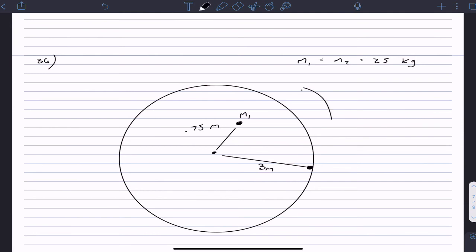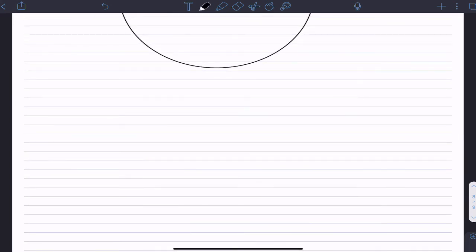So here we have this thing spinning counterclockwise. We're given that information. And we're told that it spins at a constant speed, so there is no angular acceleration. Okay, part A asks, what is the angular speed of each child?